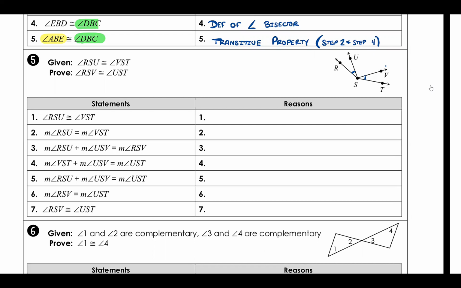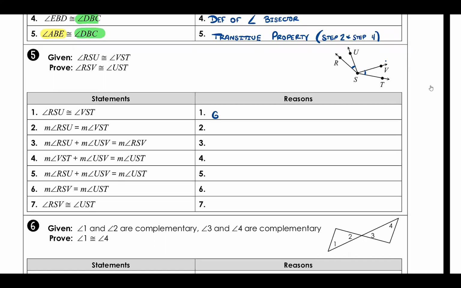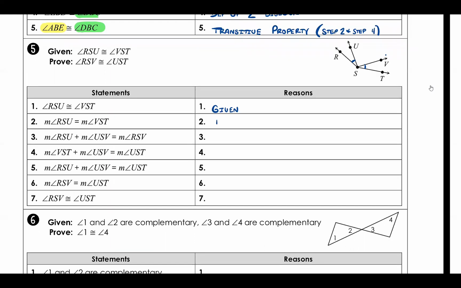So how do we know that piece of information? They told me, so it's given. Next step, what'd they change? They changed it from congruent to an equal sign, so we call that definition of congruence.